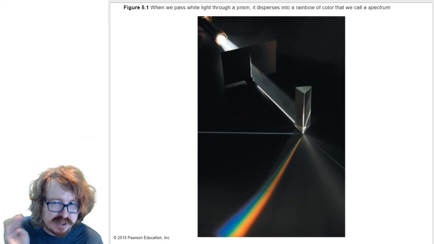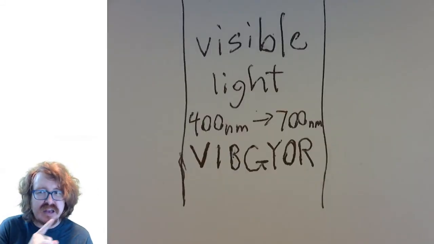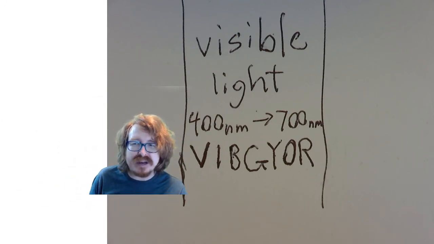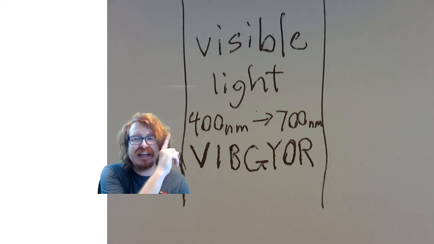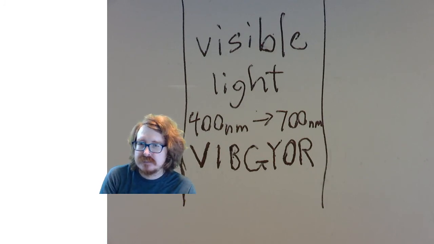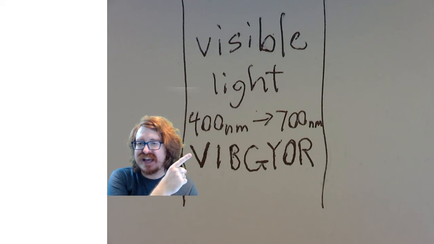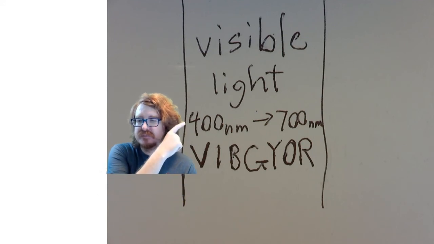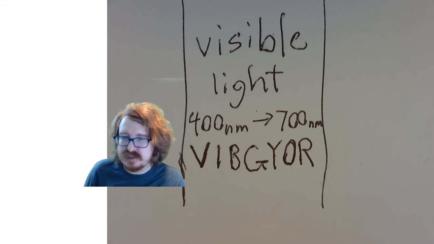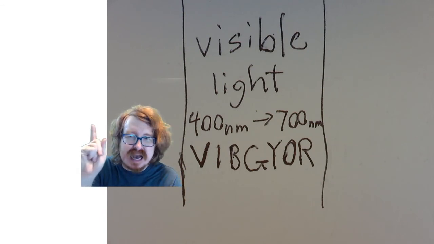So, here we go. If we put this all together, what property of light determines how much it bends? What property of light determines how much it bends? If different colors bend different amounts, what do we say that these colors represent? Wavelength. Okay?